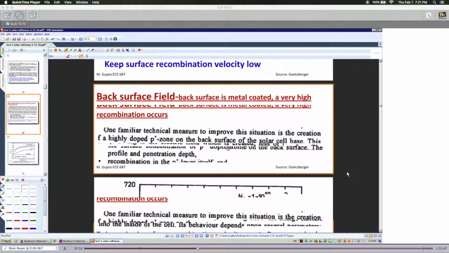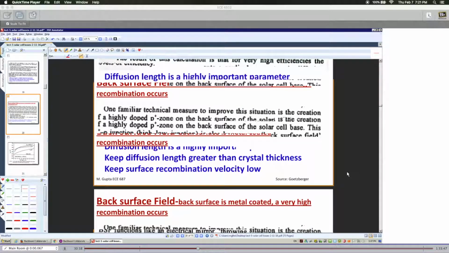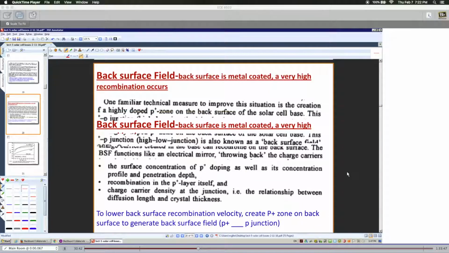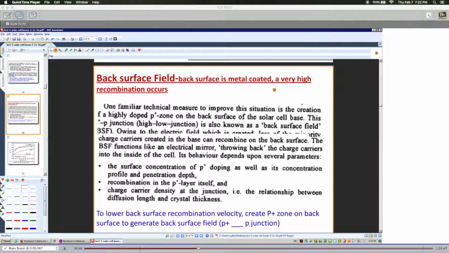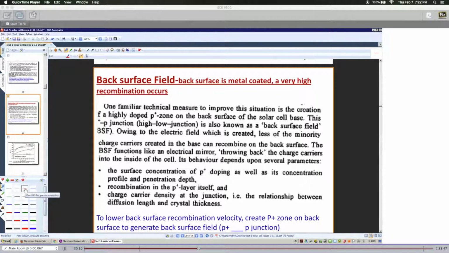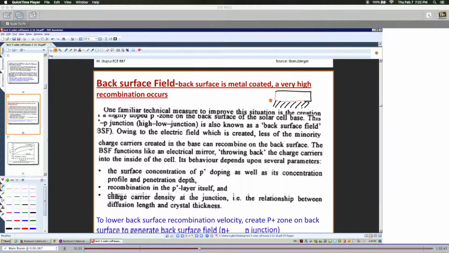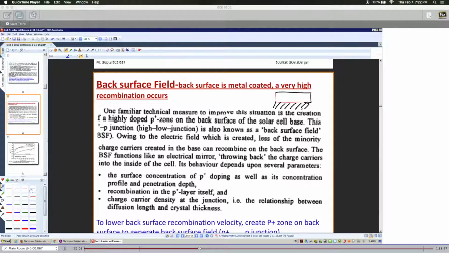Now, let me introduce another concept. Okay, when you have a solar cell, and you put a metal contact here, this metal semiconductor interface plays an important role. A lot of recombination can take place between the semiconductor and metal interface. Okay, so we need to do something about this interface to lower the recombination loss.